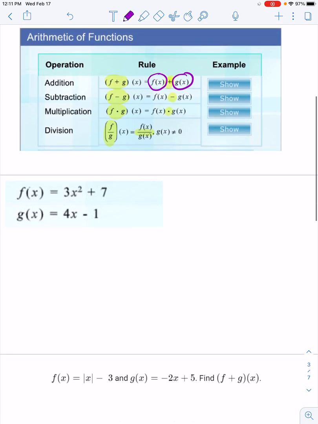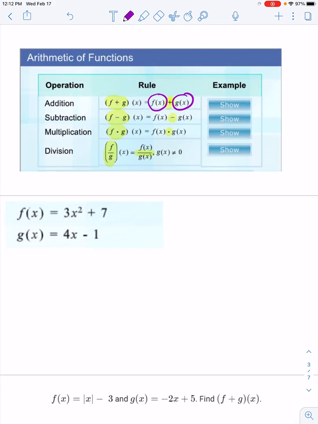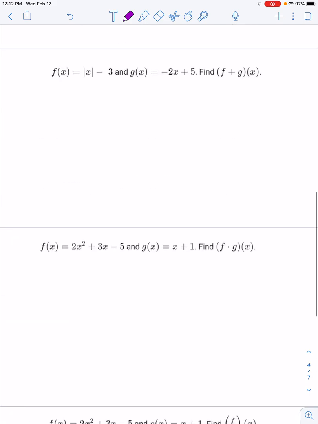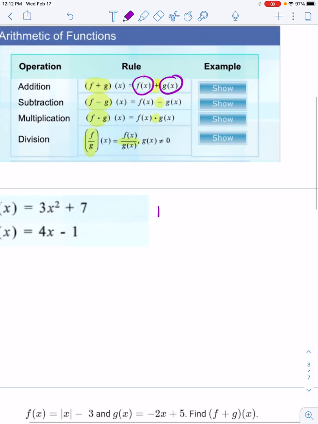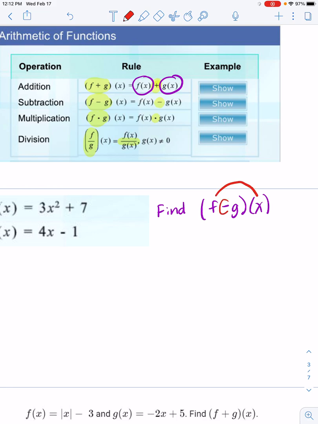Okay, so this first example says f of x is 3x squared plus 7, and g of x is 4x minus 1. We can do multiple things with this. I have an example of addition, multiplication, and division, so I'm going to do subtraction with this. Your directions might say find f minus g of x. What that means is f of x minus g of x. I think of it as this function minus this function, so I'm going to write it out that way: f of x minus g of x.